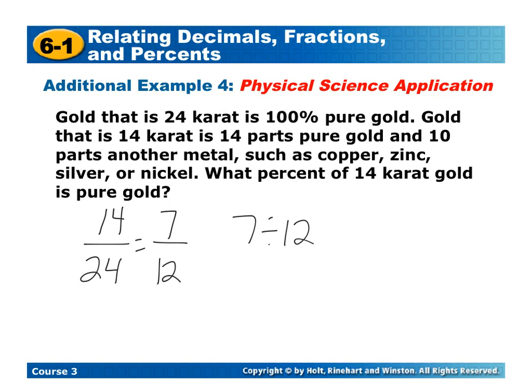So when I do 7 divided by 12, I get 0.583 repeating. So as a percent, it's going to be about 58.3% gold.